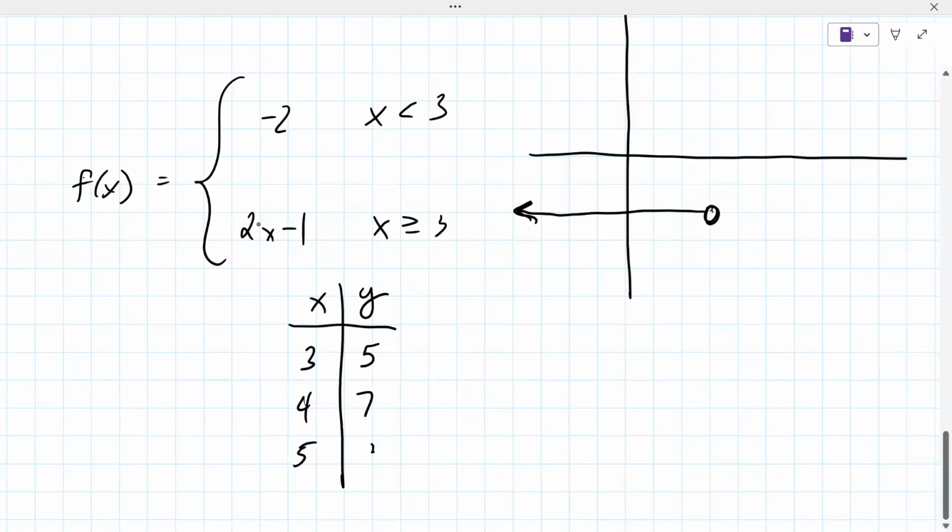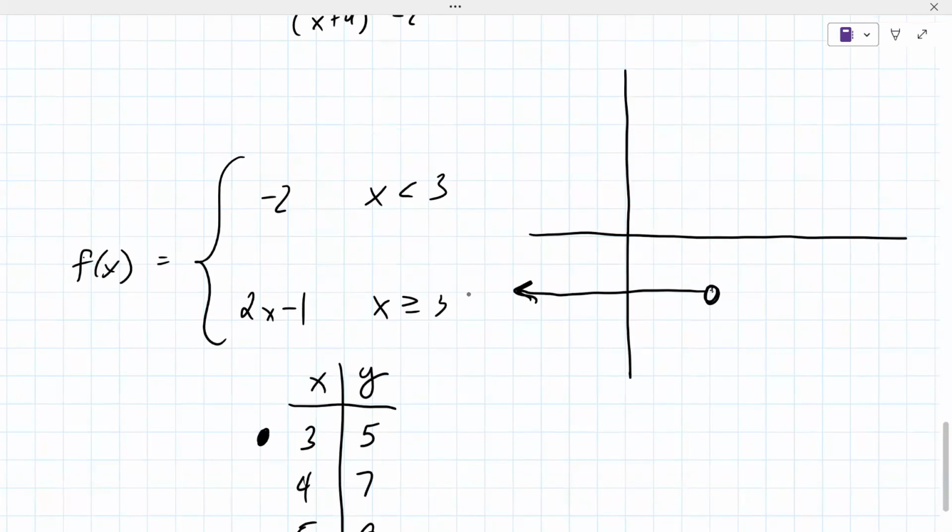All right, very good. So you can graph these points now, and here it's a closed circle at 3, 5. I don't really even have enough room, but it basically goes up like that forever. Okay.